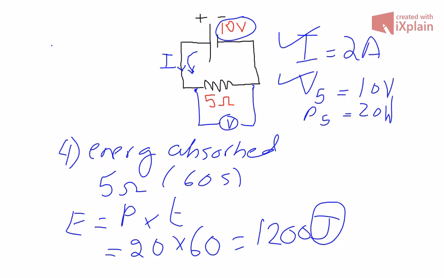Number three is power. Power across a 5 ohm resistor is simply voltage times the current. We know the voltage across the 5 ohm resistor is 10 volts. We know current is 2 amps. Therefore, 10 times 2 is the power, which is going to be 20 watts. And then last but not least, energy across the 5 ohm resistor is simply power times time. In this example, 20 watts is the power, time is 60 seconds, and therefore the energy that is dissipated in 60 seconds is 1200 joules. Okay, well, I hope this was helpful, and let me know if you have any questions.